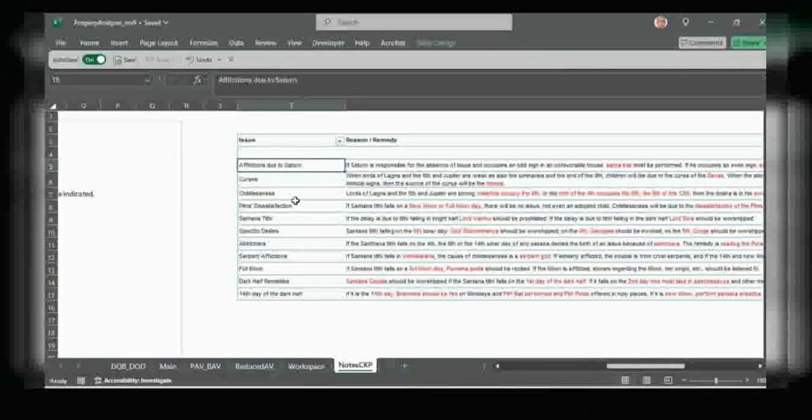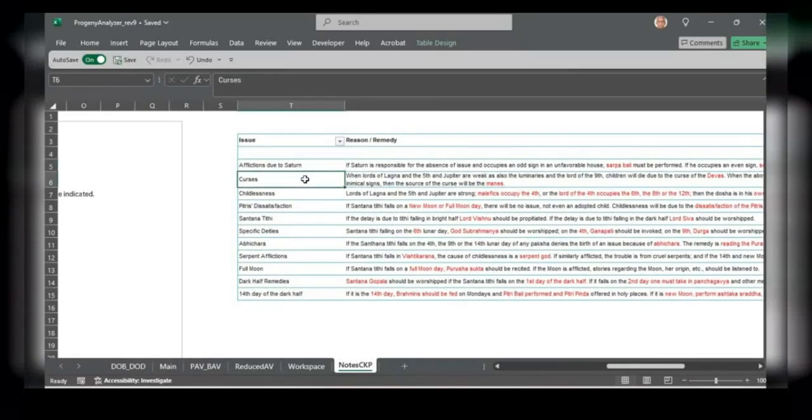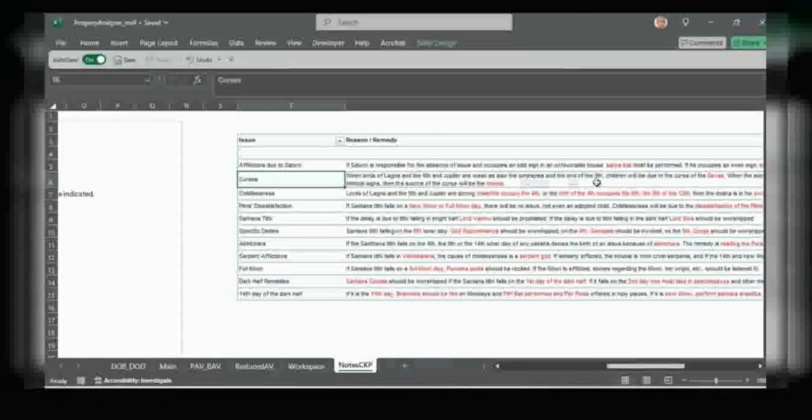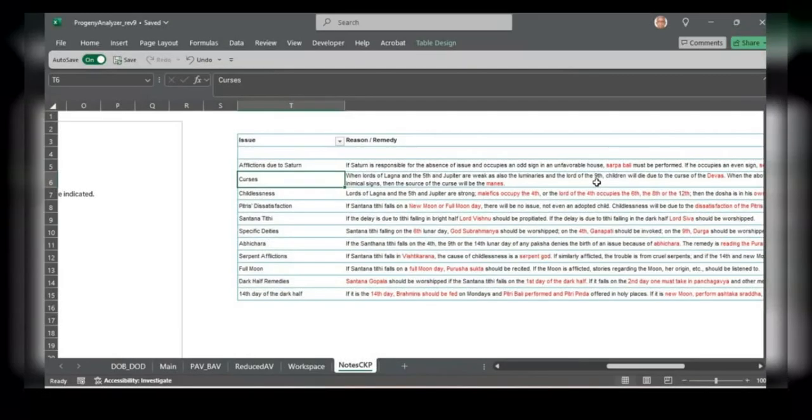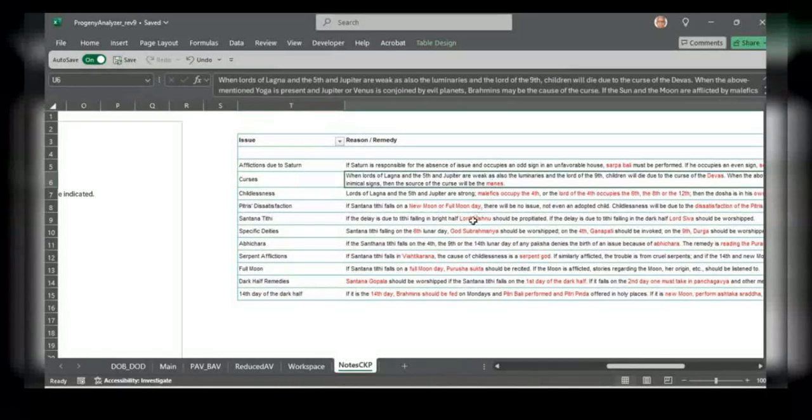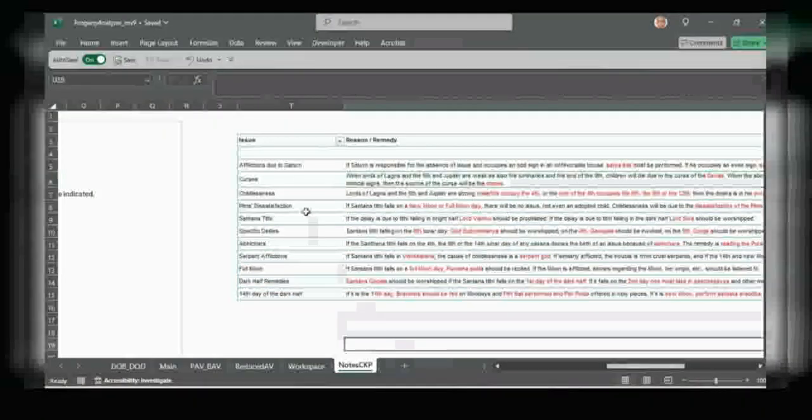If the affliction is due to Saturn, Sarpa Bali is indicated. If there are curses that you see there, from Devas and the Manes, especially the curses with the Lord of the 5th, Jupiter, the luminaries and the Lord of the 9th, then the children will die due to the curse of the Devas. So you have to satisfy the Manes then.